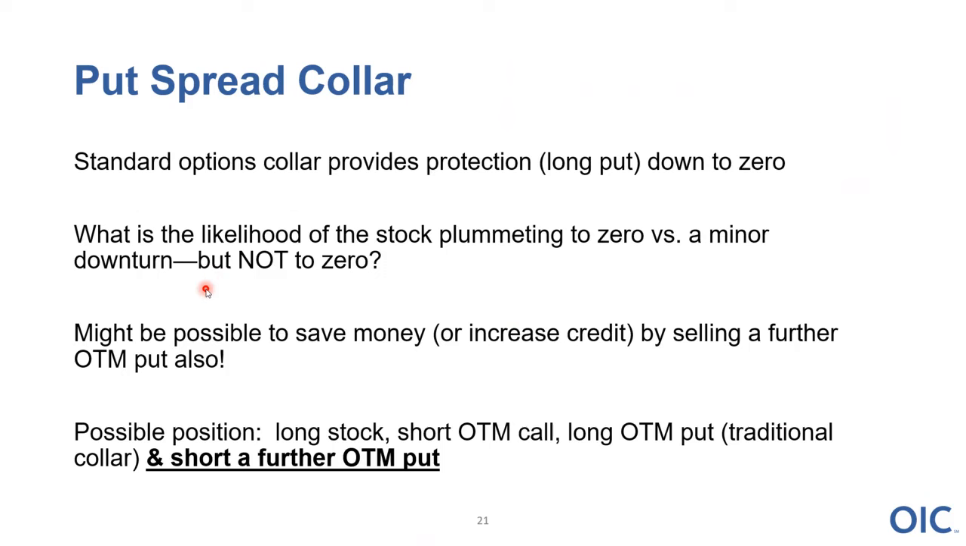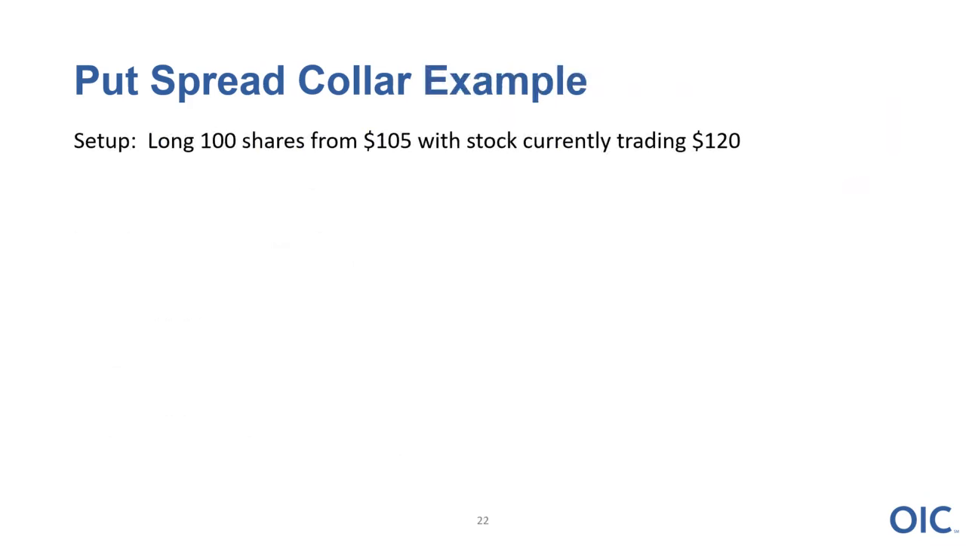So if you wanted to add a bit of complexity here, it might be possible to reduce your cost or increase the credit by selling a further out-of-the-money put. Also, you're adding a layer. So now you'd have four positions: long stock, short call, long put. That's your traditional collar. And then you add to it a short, further out-of-the-money put. The net effect here is that you're giving up the insurance at the strike price of the put that you sold. And you might be comfortable with that, and the premium received from that short option might make it worth your while. Let's take a look at an example.